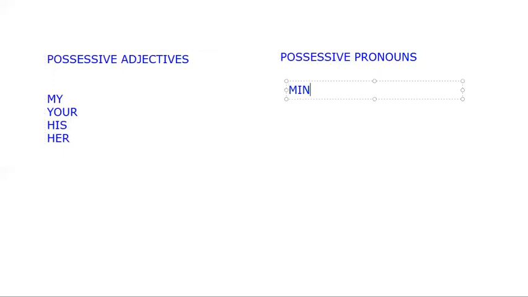My will be changed into mine, and your will be yours, or it can depend on the nature of the sentence. If it shows possession in the plural sense, then it would be yours, and in the singular sense, it will be yours. His would remain the same, his, and her will be hers. This is the category of singular ones. Fine. All right.